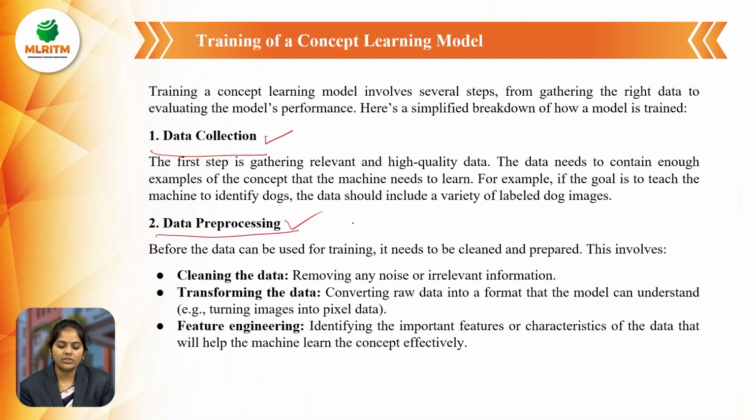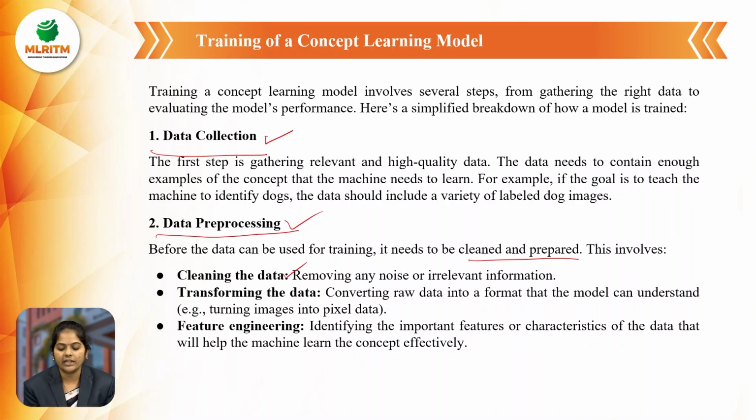And the second one will be data pre-processing. Pre-processing is a step where we make the data perfect, improving the quality and quantity of the data to train the model. Before the data can be used for training, it needs to be cleaned and prepared first. So the cleaning and preparation can be done by these steps.